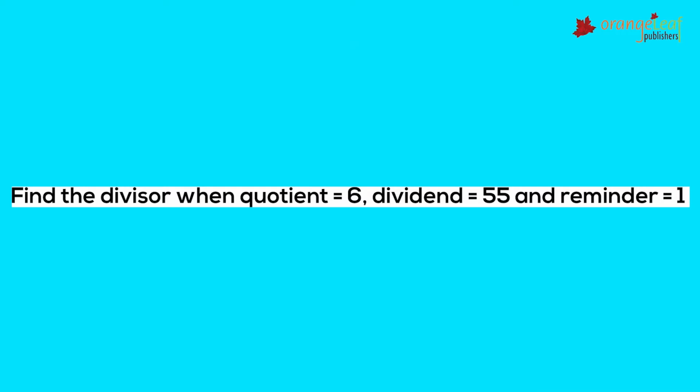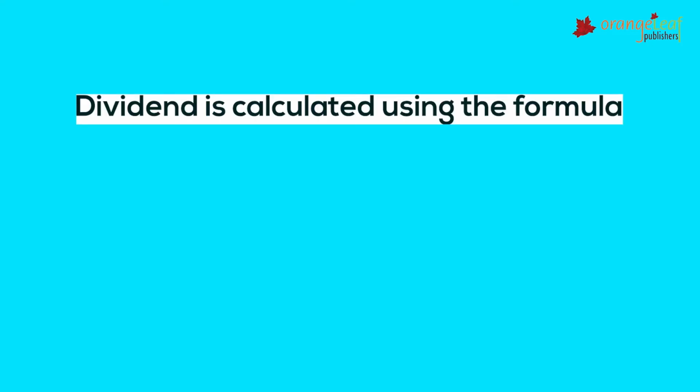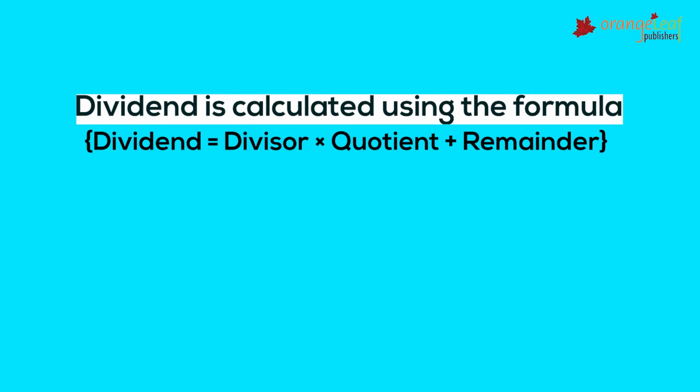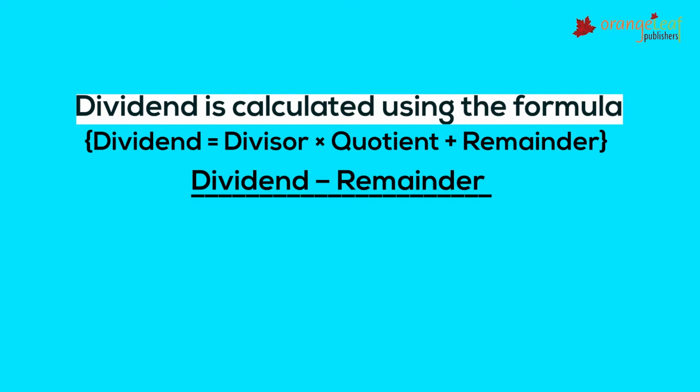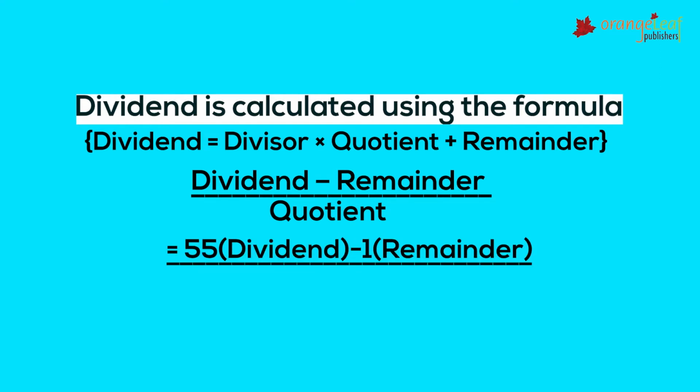Example 2. Find the divisor when the quotient is equal to 6, dividend is equal to 55 and the remainder is equal to 1. Dividend is calculated using the formula divisor into quotient plus remainder. So, the formula for divisor is equal to dividend minus remainder by quotient, which is equal to 55 minus 1 divided by 6. This leaves us with 9 as the answer.